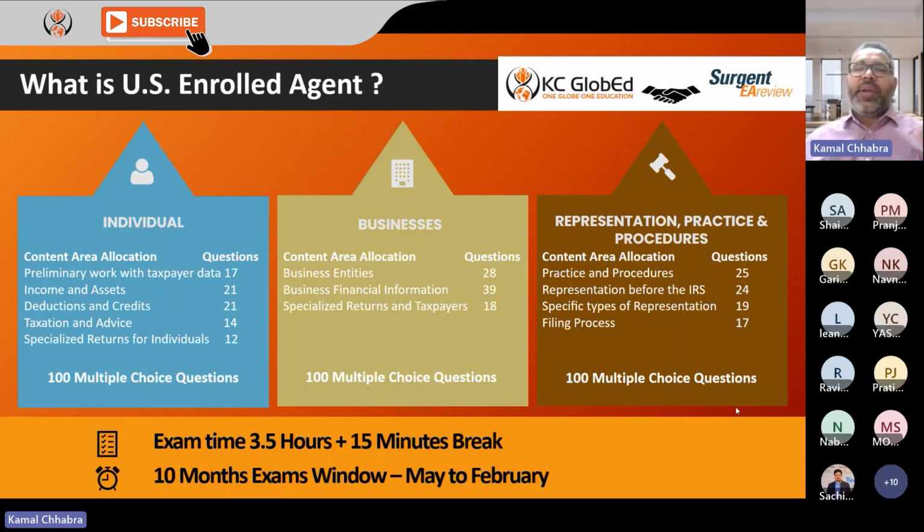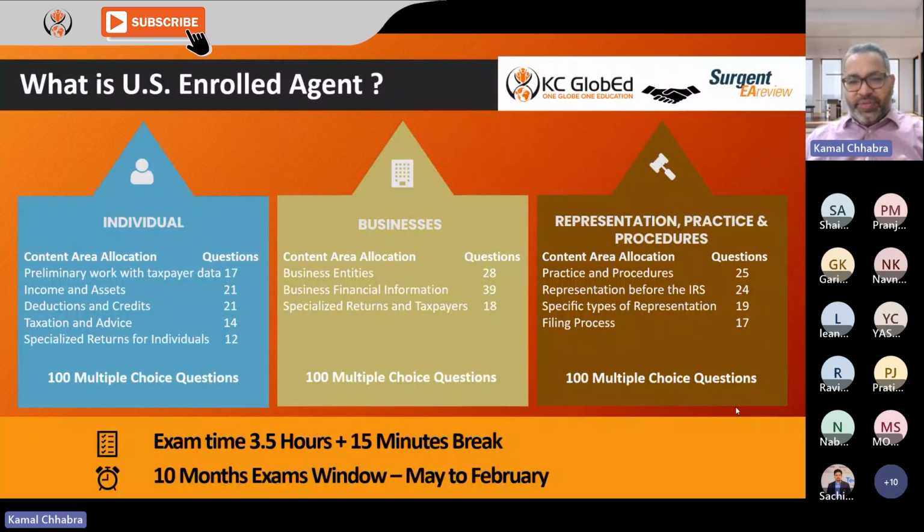The exam window is from 1st May to 28th of February. That means in 300 days, you can sit for any exam, on any date, in any sequence you like. It's not required that you first pass Individual, then Business, then Representation. It's completely flexible. Whichever exam you want to sit first, you can sit for it. Any doubts so far?